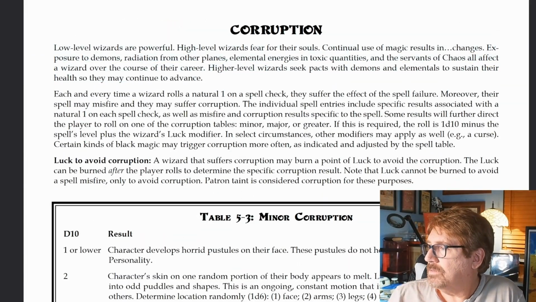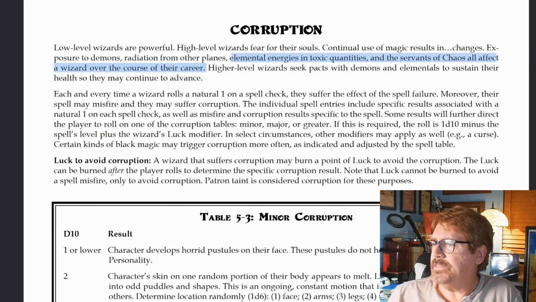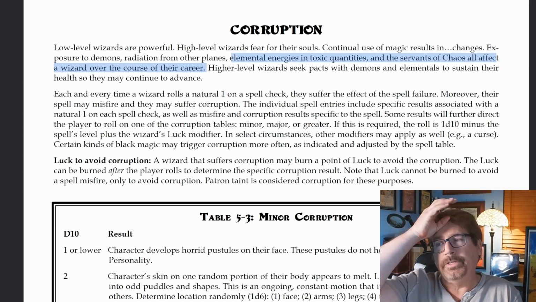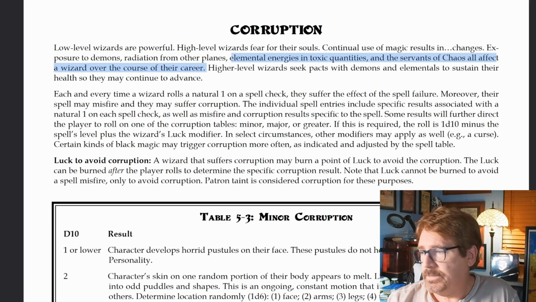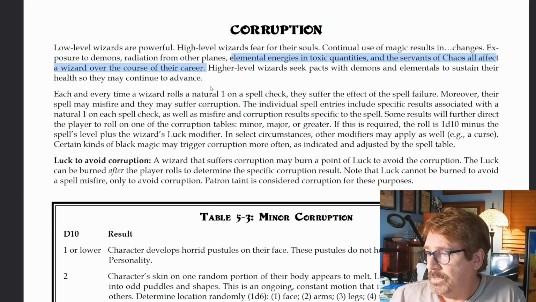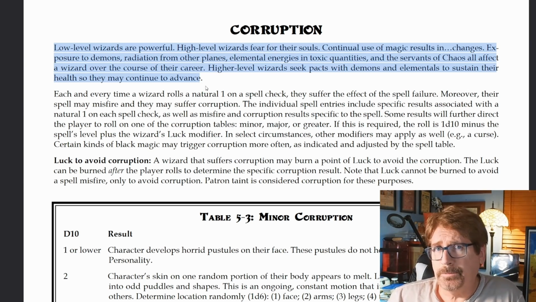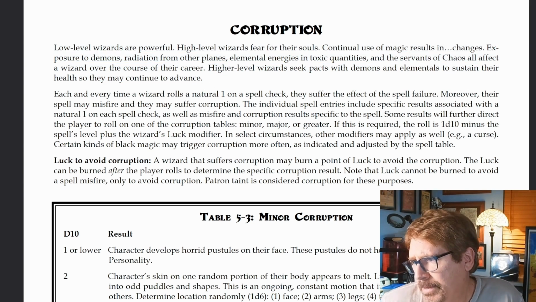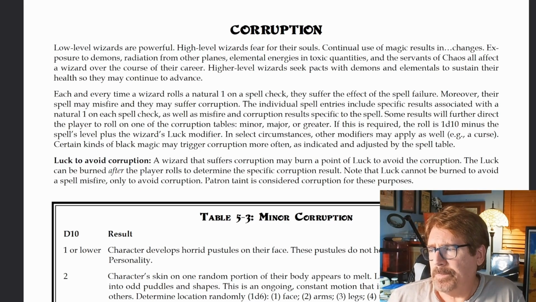Corruption. So basically, you have a problem of losing your soul and exposure to demons and other planes and energy, elemental energies and toxic quantities. So this would have to be considered with the agents of the Temple of Elemental Evil, all the priests, the elemental magics they cast, and those elemental nodes. A lot of serious considerations are going to have to be done using this system in Greyhawk. It seems kind of insurmountable. It seems kind of overwhelming to me.